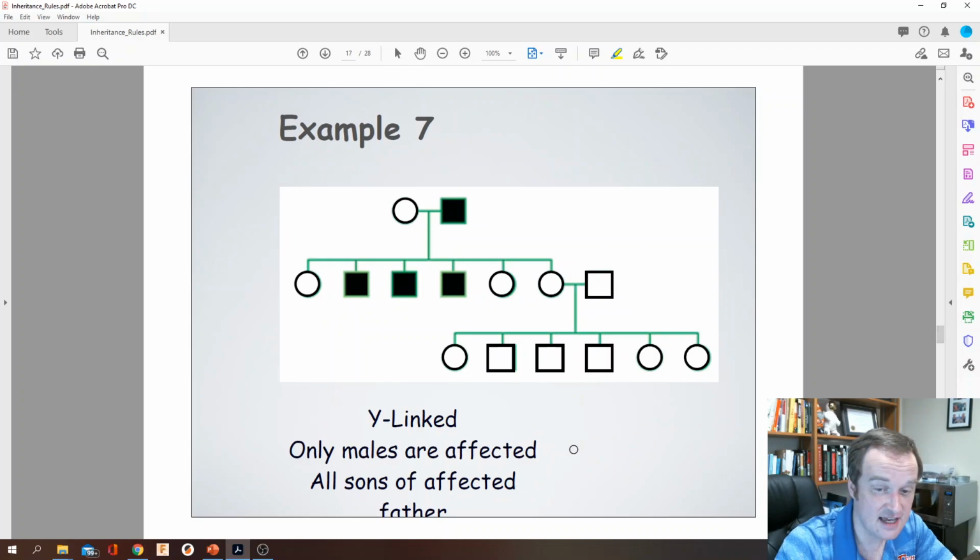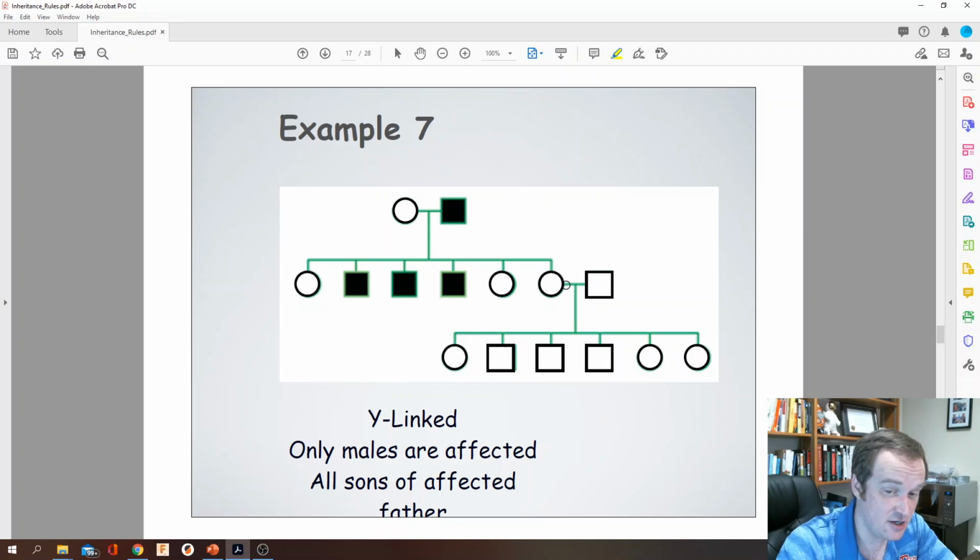In this case, we have Y-linked. So only males can have it because females don't have a Y chromosome. We have a father that had it, and every one of his sons has to have it because that father always passes that Y chromosome to his sons. And since it is a dominant trait, they'll always have it.